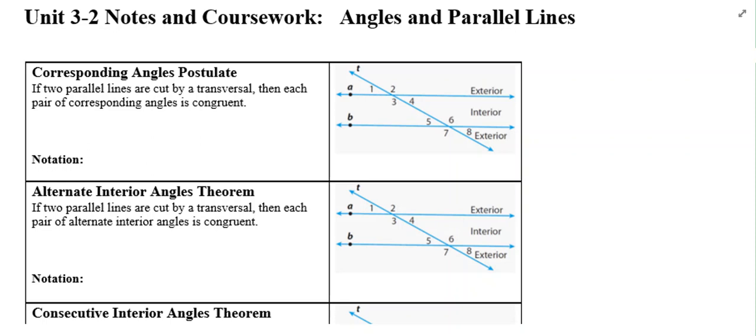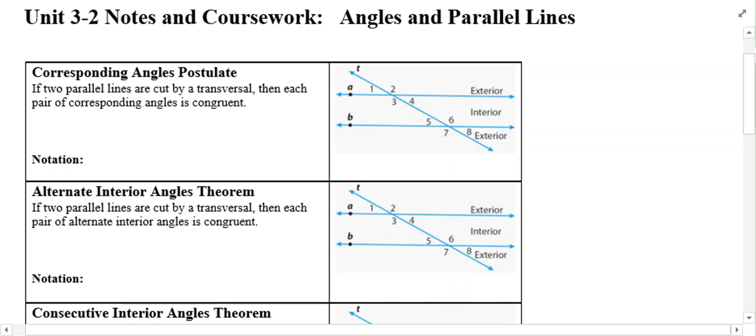Unit 3.2, Angles and Parallel Lines. In Unit 3.1, we learned the different names, corresponding angles, alternate interior angles, consecutive interior angles, and so forth, as they pertain to any two lines cut by a transversal. Now we're looking at the case of when a transversal cuts two parallel lines. What we can say about that, knowing that a transversal is cutting two parallel lines.